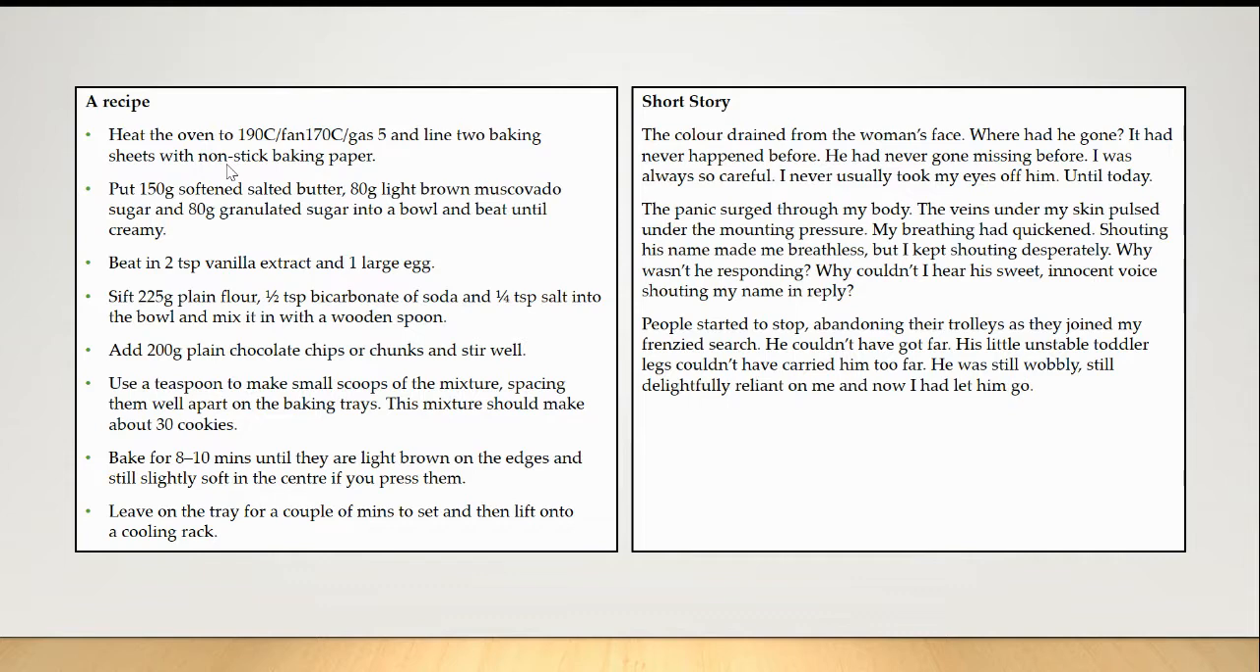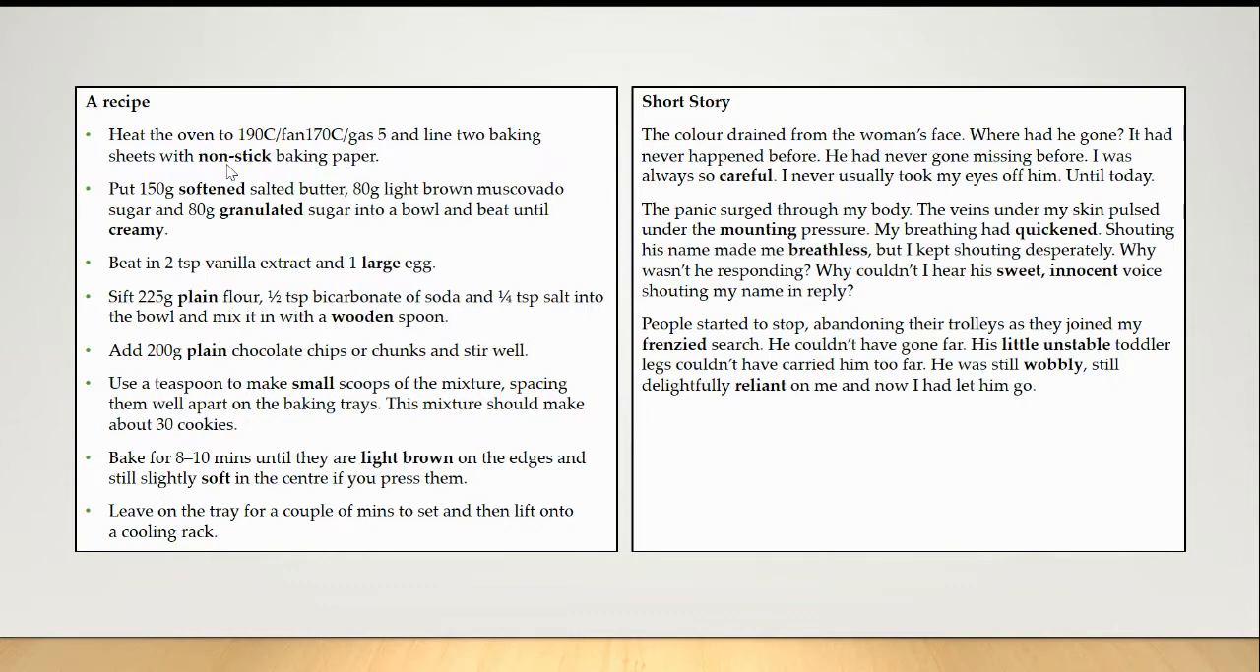Remember, we're thinking about how we can convey our point of view, we can convey information using language. So you'll see on the left here, I've just highlighted some of the key adjectives that have been used in the recipe. So we've got non-stick baking paper, softened salted butter, granulated sugar, a large egg, plain flour, wooden spoon. You can see that they're very informative.